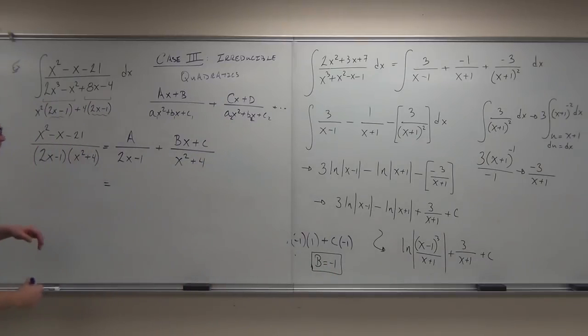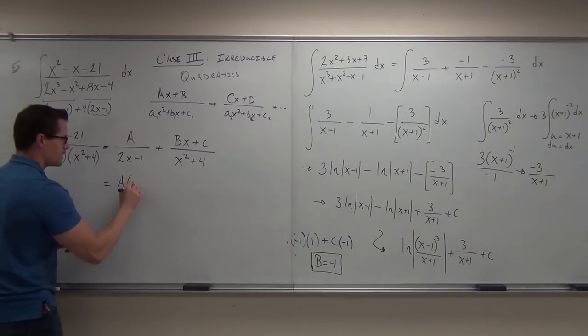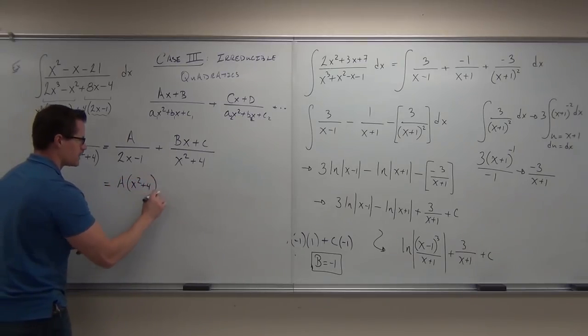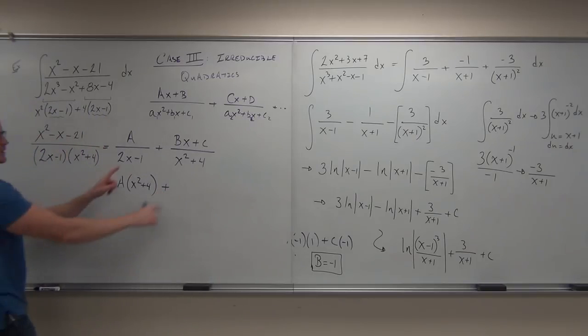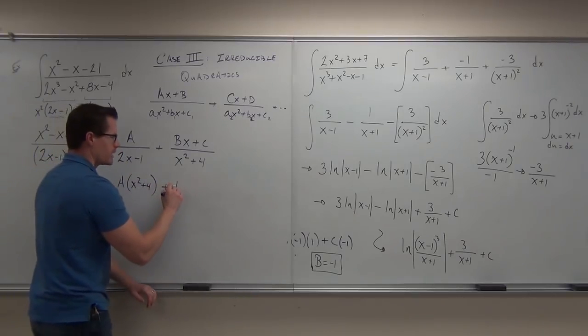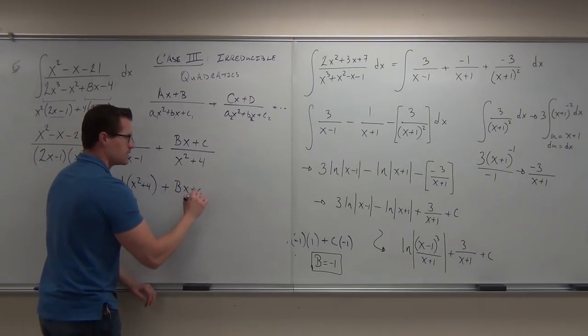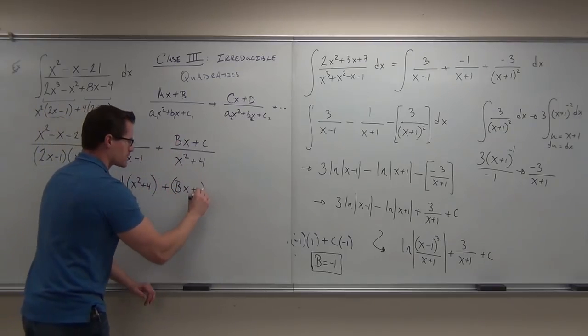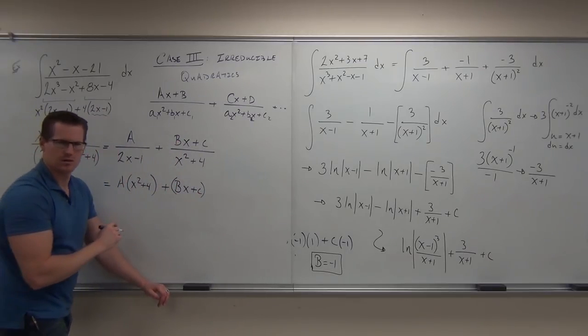Remember the way I do it? I look here and I look here. What's missing from here to here? x squared plus 4. So I have a and x squared plus 4. Plus, I look here and I look here. What's missing from here to here? 2x minus 1. So the way this looks is bx plus c. Remember, it's the whole numerator. I'm sorry, what's missing there? 2x minus 1.